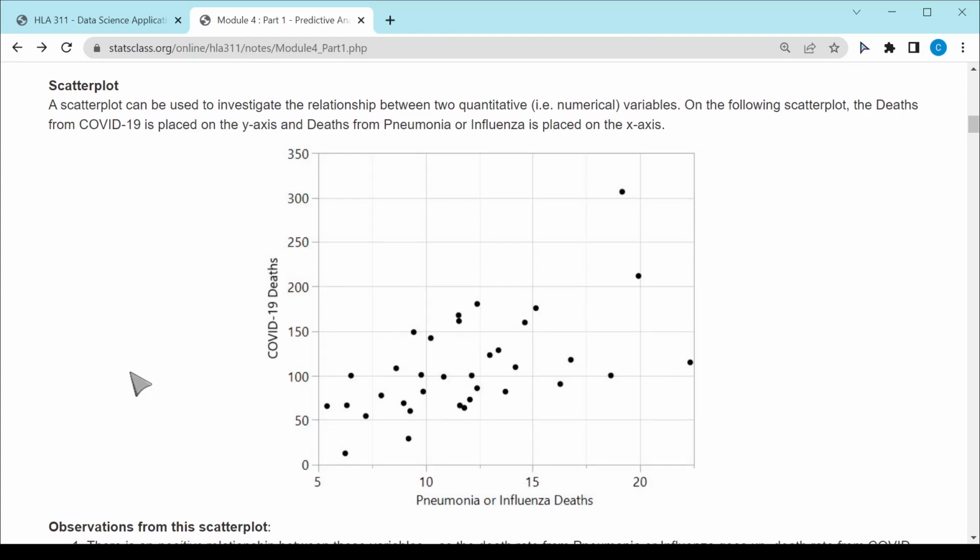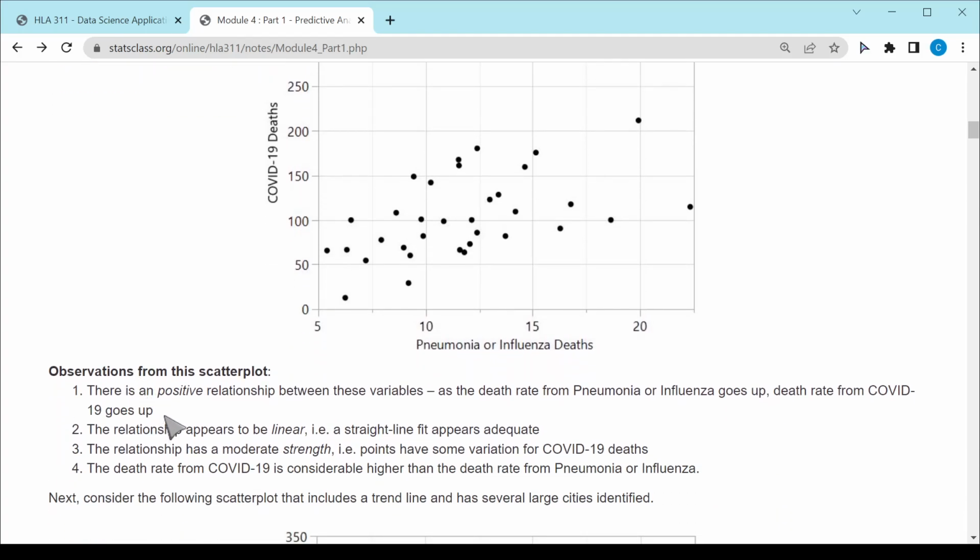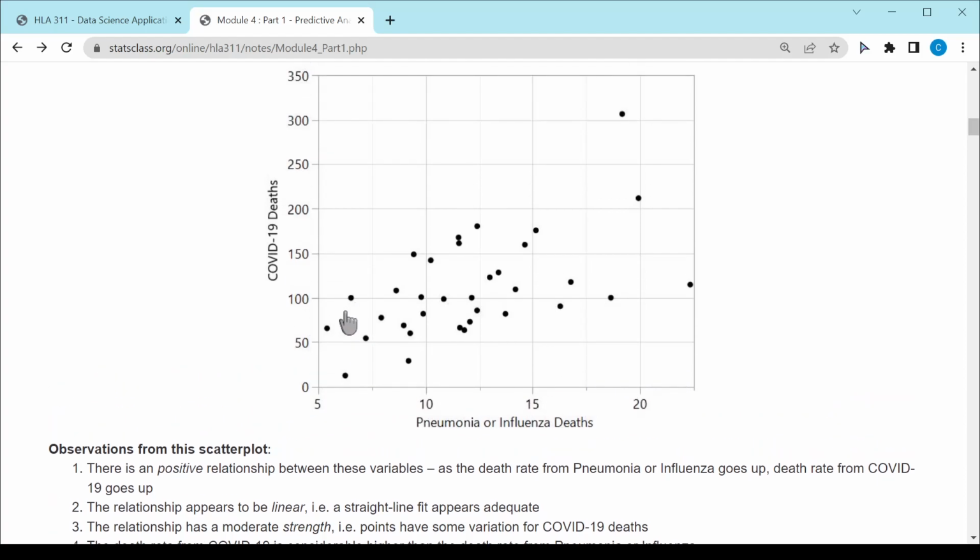Some observations that I made regarding that scatter plot is that there's a positive relationship between these variables. So as the death rate from pneumonia goes up, we can see that the death rate for COVID-19 deaths goes up. So there's a positive trend in this plot. This trend also looks fairly linear. So you can imagine a straight trend line going through that data.